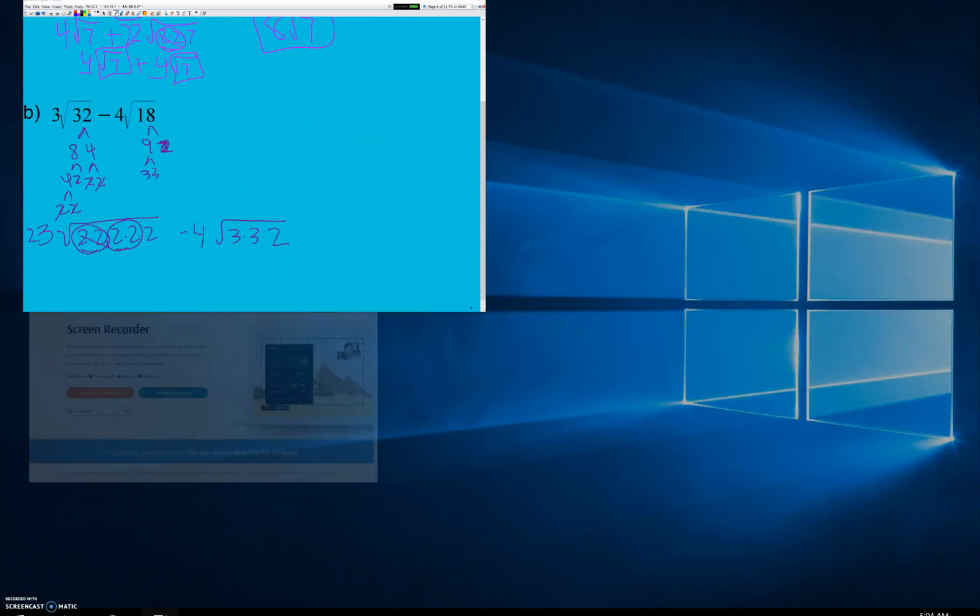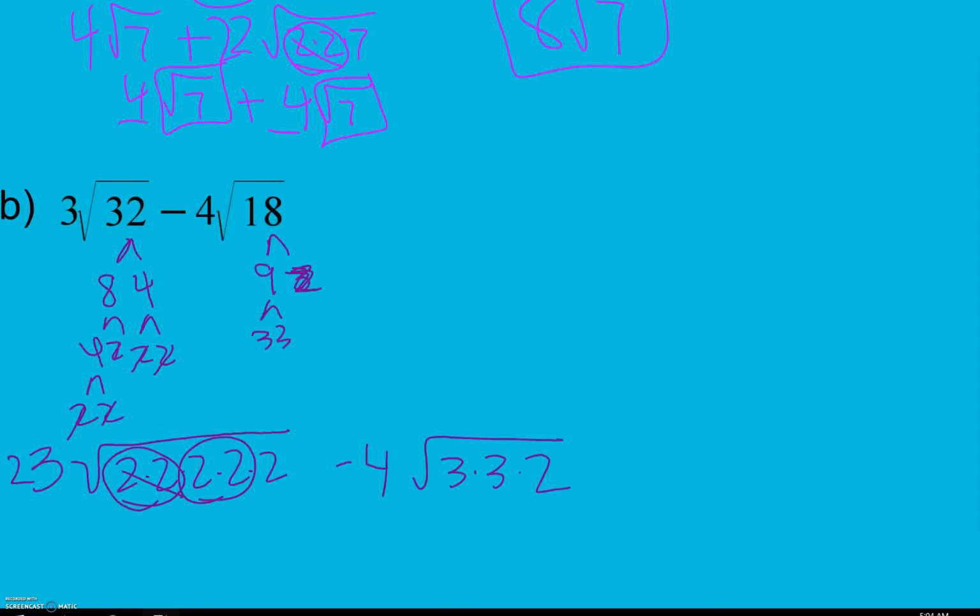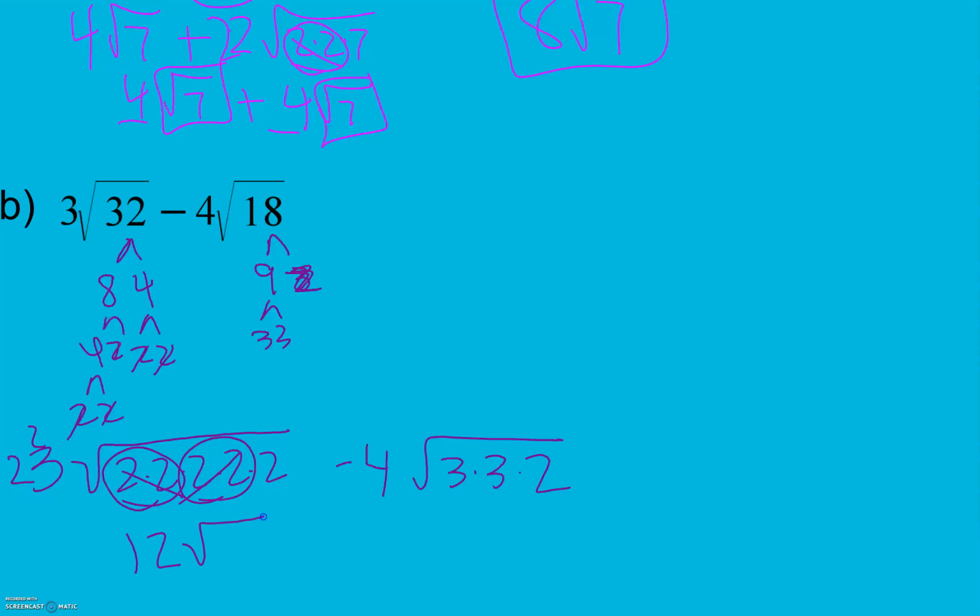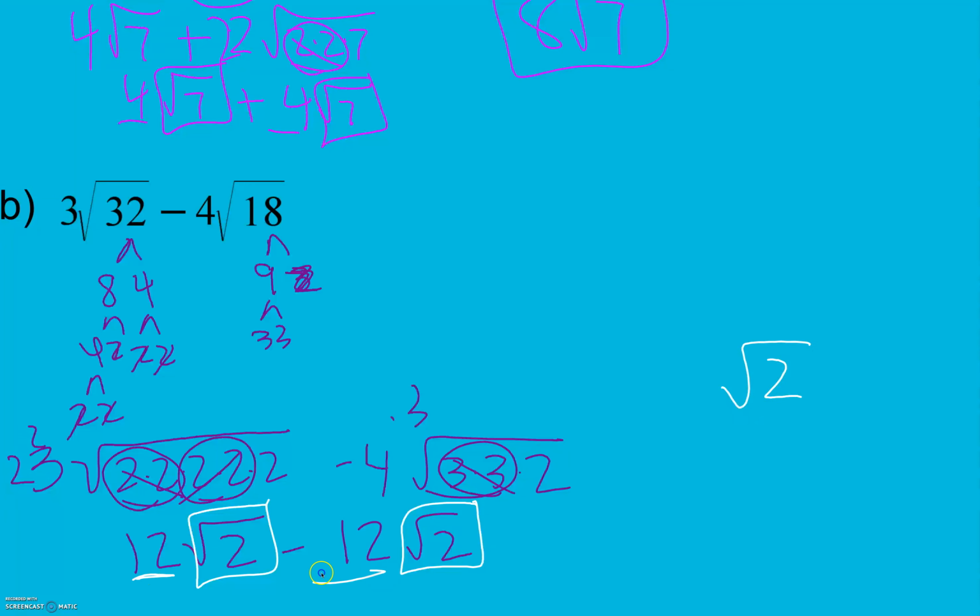Pair of 2's comes out as a 2. 3 times 2 times 2 is 12 square roots of 2. Pair of 3's comes out as a 3, minus 12 square roots of 2. So again here, I keep my radical part the same, and I can take 12 minus 12, which is 0. So I actually have 0 square roots of 2, and 0 times anything is just 0. So we have nothing left here, and we got 0.